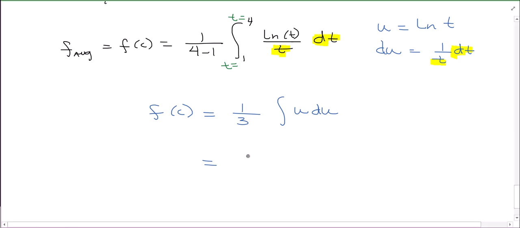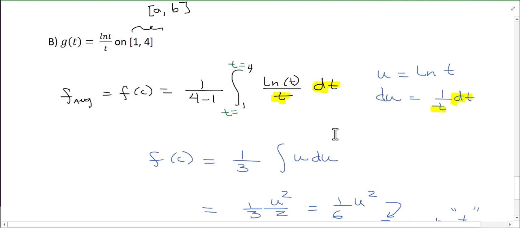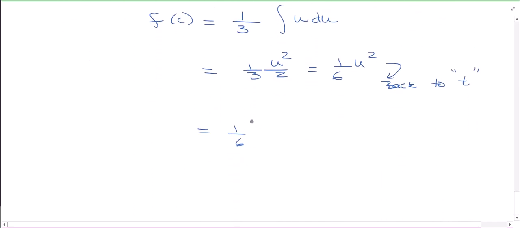And I'm going to integrate. So this will be 1/3 u squared over 2. So my final will be 1/6 u squared. And now go back to t's, back to the original variable, in this case t. So this is going to be 1/6, and then u squared. What was u? Let's look at our substitution. u was natural log of t. So then this will be 1/6 ln of t squared.